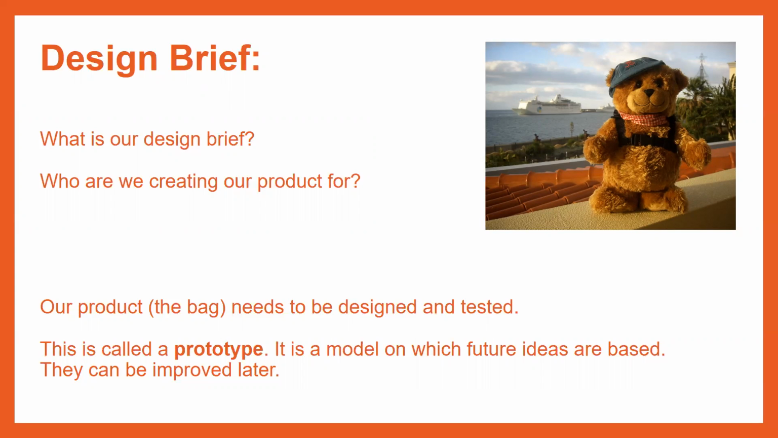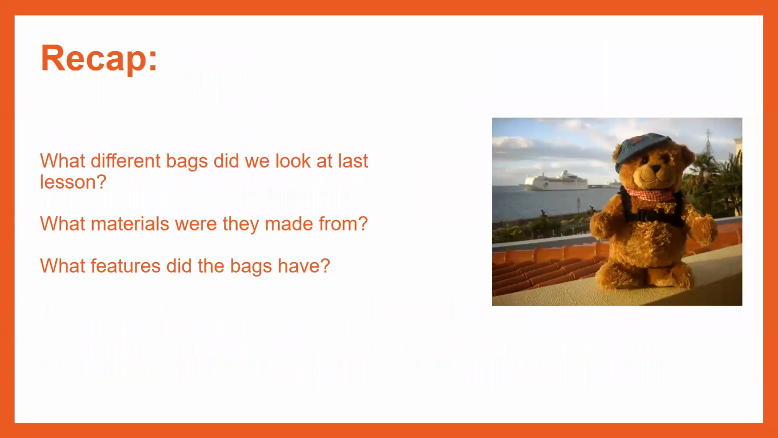Now, when we think about the product and we know that it needs to be designed and tested, we call this type of thing a prototype. When we first think about an idea or design, we're thinking about something called the prototype. It's a model on which our ideas are based, and it can always be improved. A prototype doesn't have to be exactly the same from the very beginning. As you go along and test the product, there might be things that don't work as well or things that work better than you thought, and you might need to make some changes. But that's the whole point of designing. You're working and amending as you go.